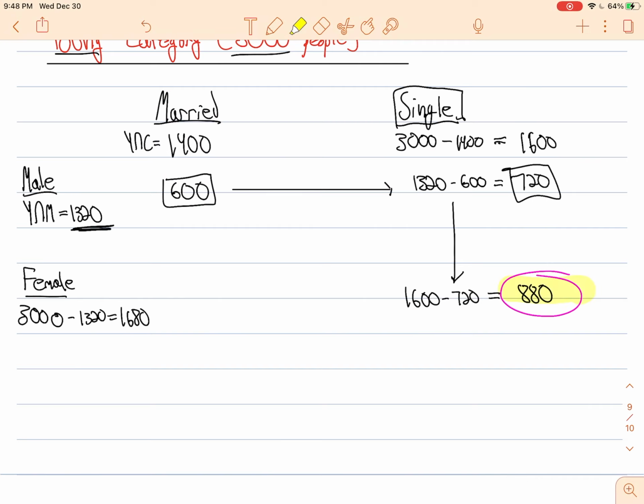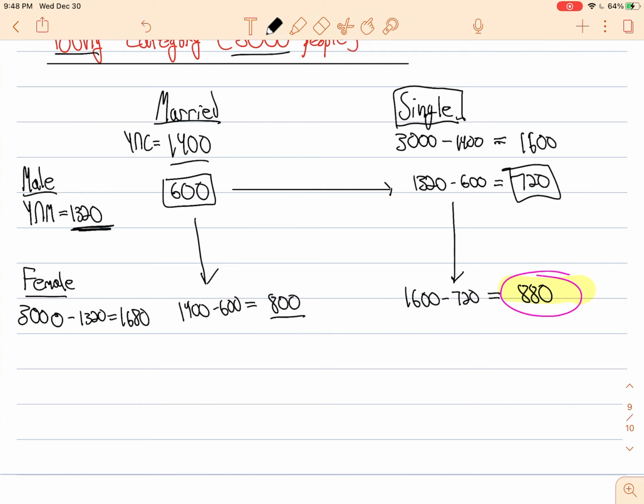Okay? And you know what? I'm going to go ahead and do this other spot right here so we can check. So how can we check this? Well, we can see that there's 1,400 married people, and 600 of them are male, so 1,400 minus 600 should give us the amount of young married females, which is 800.